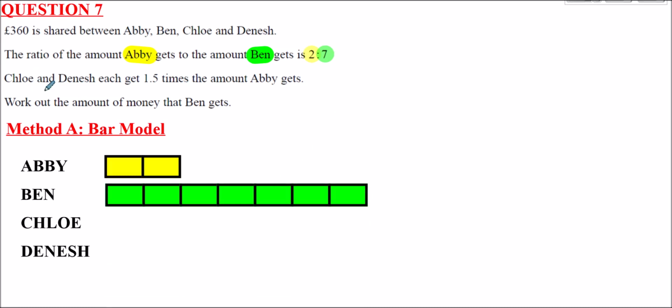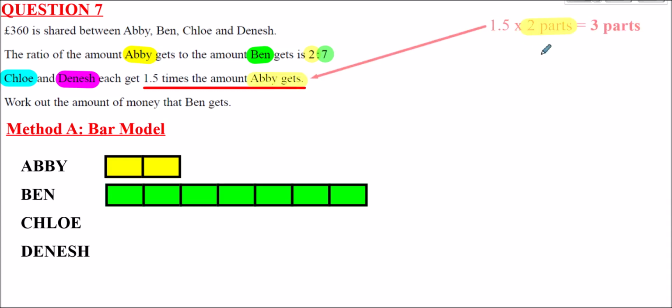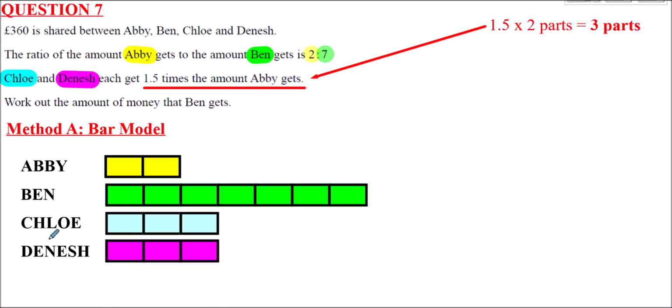Afterwards, we're told about Chloe and Dinesh. So Chloe and Dinesh each get 1.5 times the amount that Abby gets. Well, Abby gets 2 lots. So if Chloe and Dinesh get 1.5 times Abby's lot, they're going to each get 1.5 multiplied by Abby's 2 parts. If Abby gets 2 lots, 2 times 1.5, or 1.5 times 2, is 3 parts. So this is saying to us that Chloe and Dinesh get 3 parts each. And so this is the complete bar model.